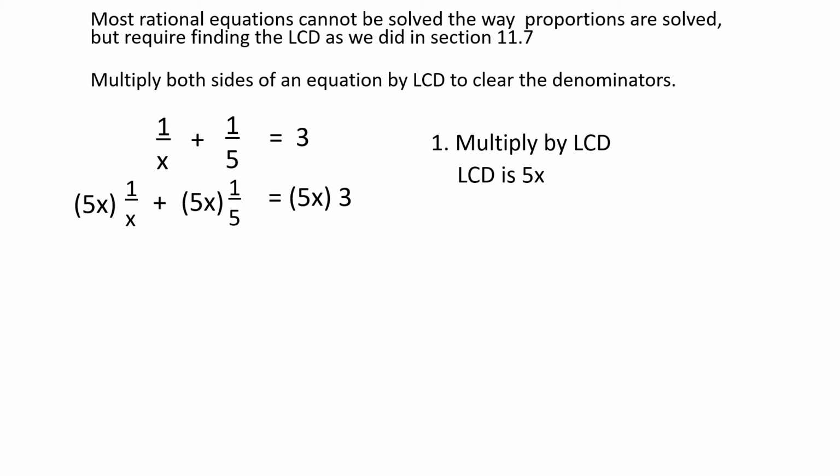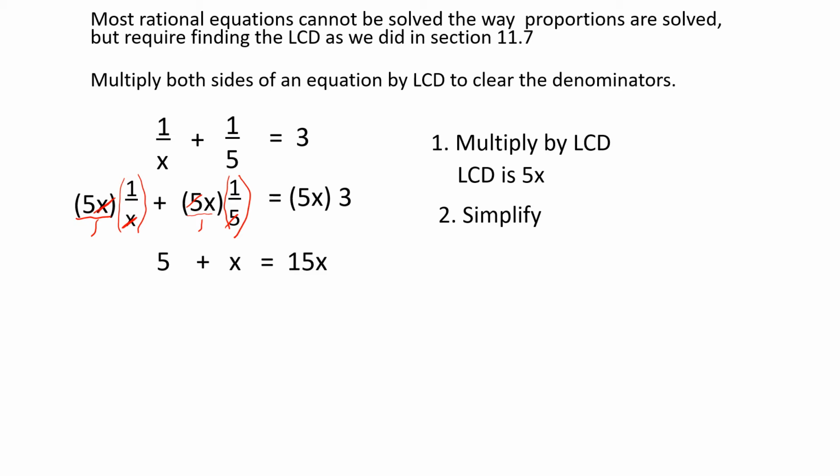Okay, so now we're going to go ahead and multiply. Think of this as 5x over 1. So if I'm multiplying that times this right here, these x's cancel out, and I'm left with 5. Same thing here. This is 5x over 1. And we're multiplying it times this, right? So these 5's cancel out, and you're left with x. And then naturally on the right-hand side, 5x times 3 is 15x.